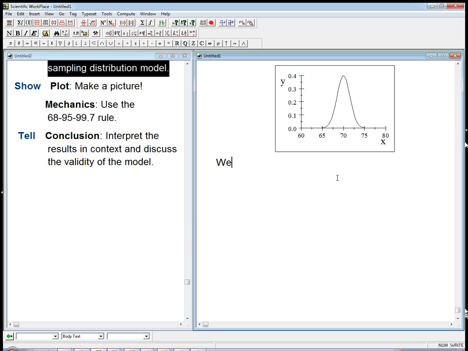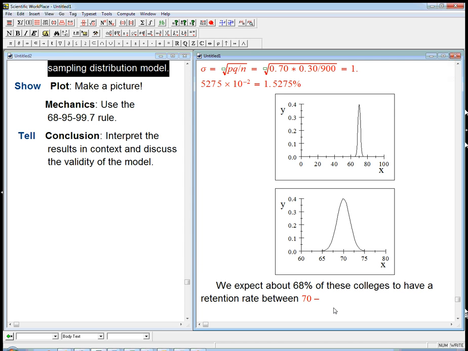Okay, so we expect about 68% of these colleges to have a retention rate between, so 70, well, let me put it in math mode, 70 minus, what was it? 1.5. I'm going to drop some accuracy. Actually, since I'm just saying about, I'm going to just take it down to 1.5%. So that equals 68.5% and 71.5%.